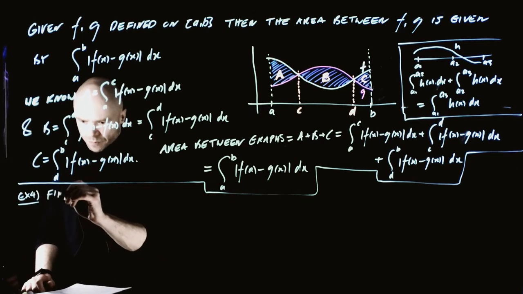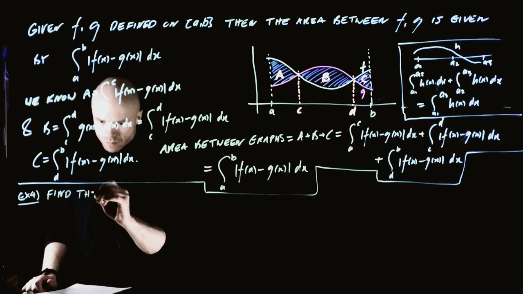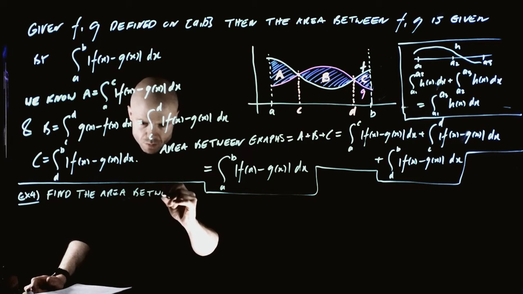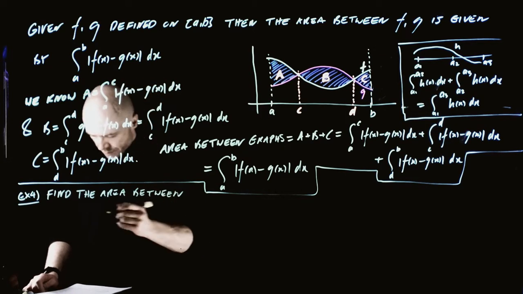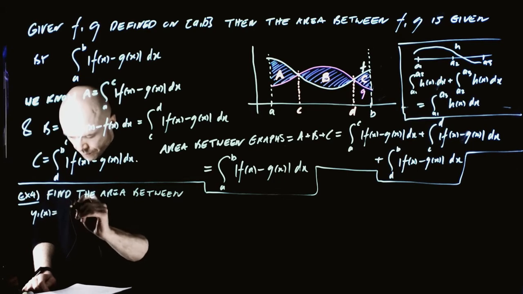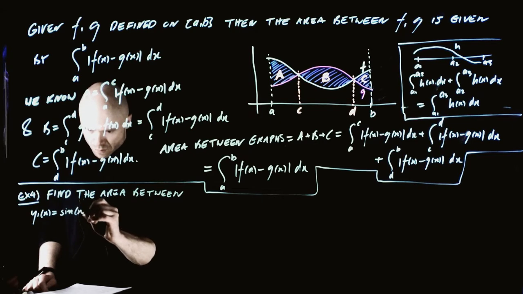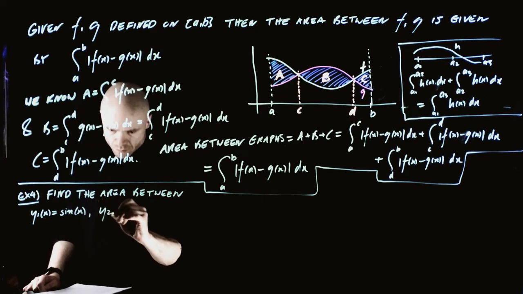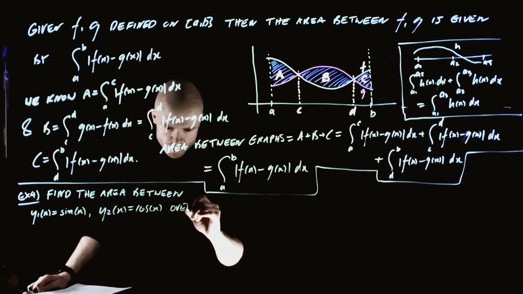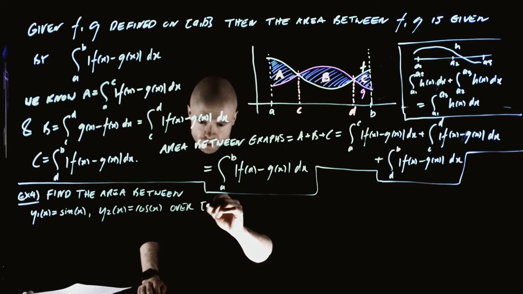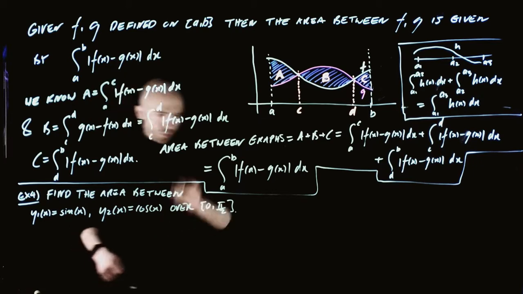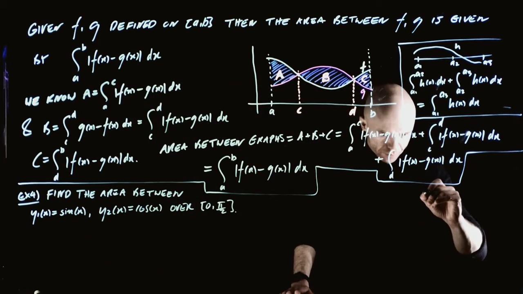Find the area between sine and cosine over 0 to pi over 2. Okay, solution. Of course, we're going to draw a picture.